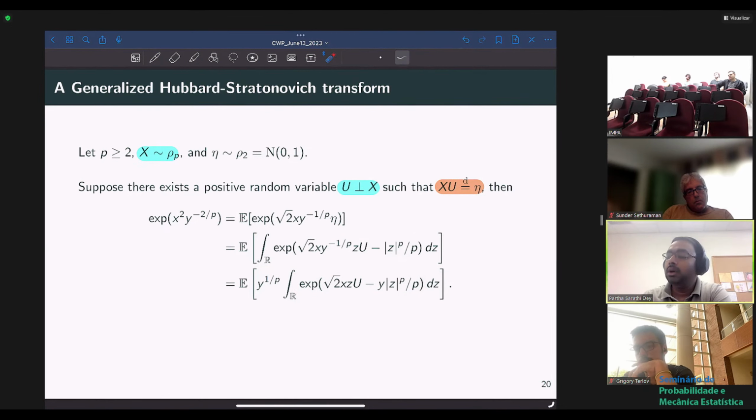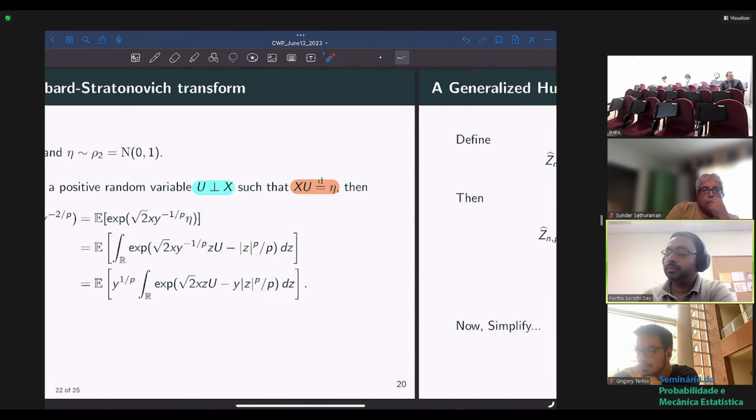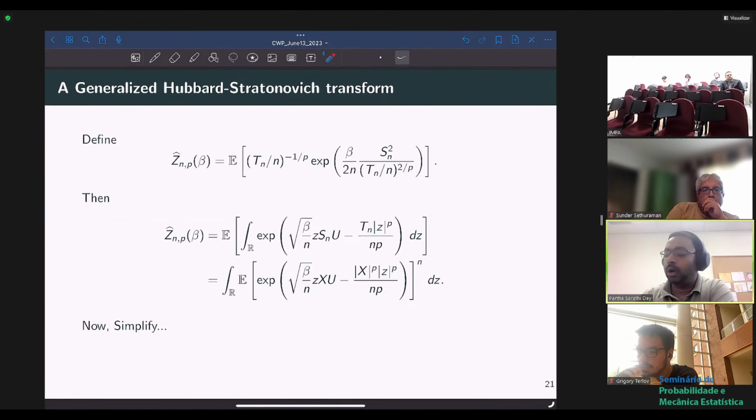So this will linearize this quantity. As long as we can show the existence of u such that any Gaussian random variable can be decomposed as a product of two independent random variables, one is this u, the other is coming from rho p, and we need to do it for every p bigger than 2. Now, one might ask why. So let's show how this can be useful. Here is a small example.